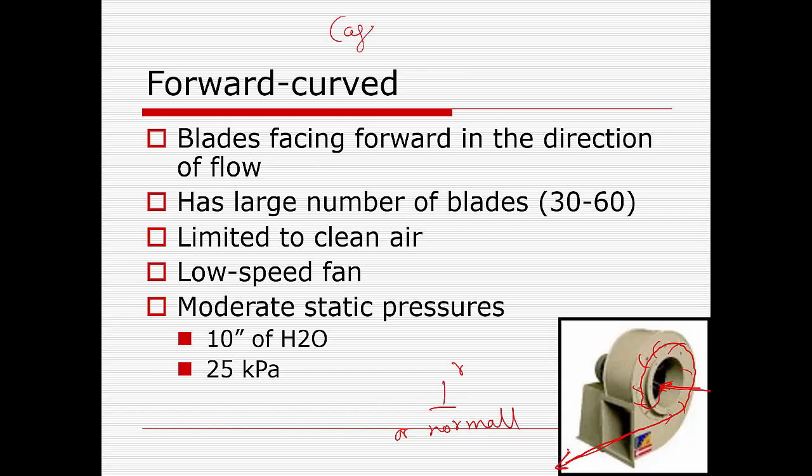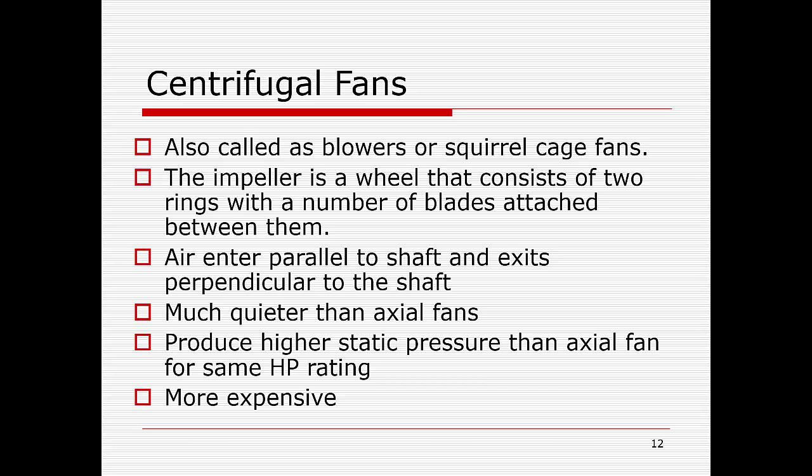We also call it the squirrel cage fan. A lot of times people call it a squirrel cage fan. Okay, so this is the centrifugal fan. Here it is, the squirrel cage fans. The air enters parallel to the shaft and exits perpendicular to the shaft. This is much quieter. The advantage is that it produces a much higher static pressure, but it's typically more expensive.